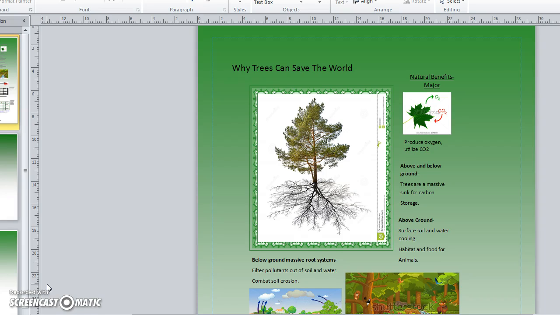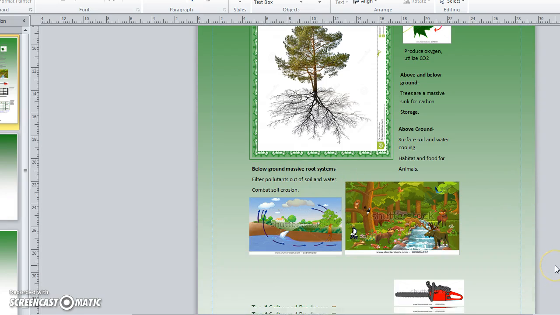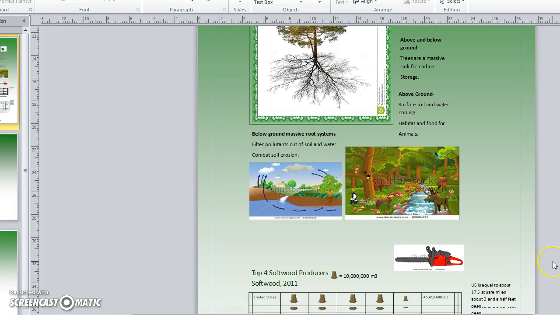And then above ground, the surface, soil, and water cooling. For instance, trees will cool streams to make them habitable for fish, and then also provide habitat and food for animals. And then below ground, the massive root systems filter out soil and water of pollutants, and then combat soil erosion. So here we see some other small pictures.